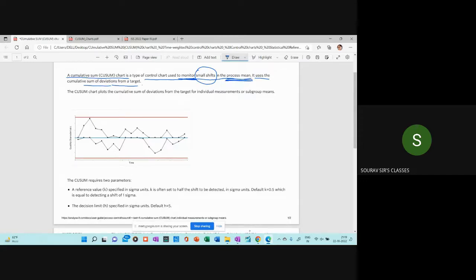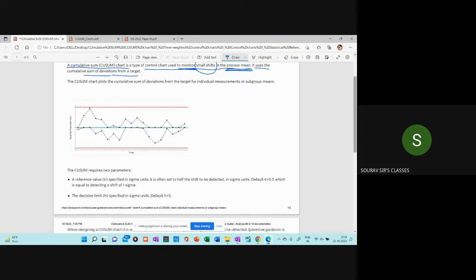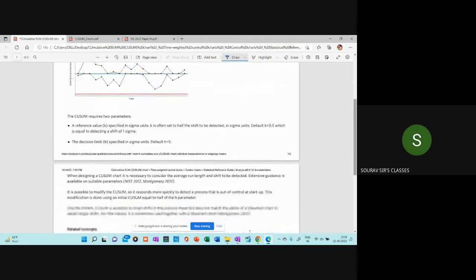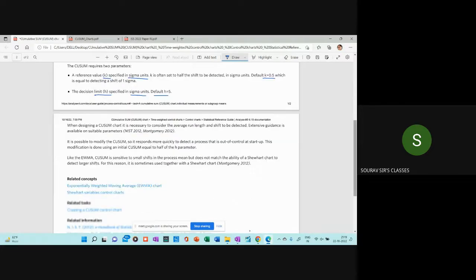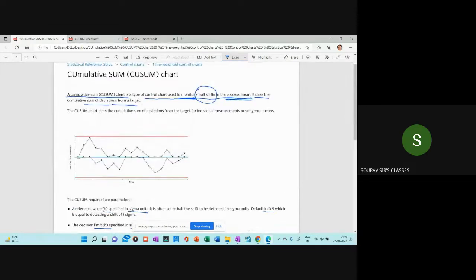Since it is a sum, obviously it will concentrate on the process mean. The CUM-SUM chart requires two parameters. One is K, in sigma units, and it is by default set as half. Another one is the H limit, in sigma units, which is H equals 5. Okay, so this is what a basic CUM-SUM chart looks like.